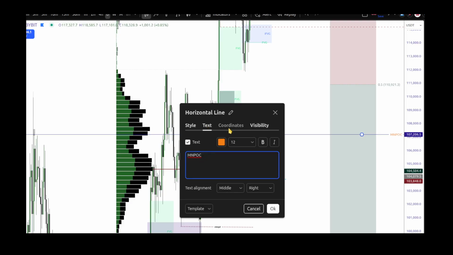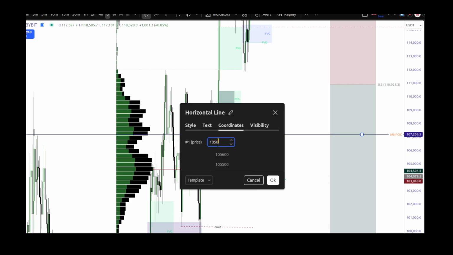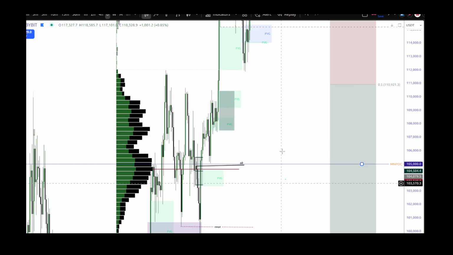MNPOC, 105,000. That is right at the point of control, right at the order block. This is what I call the Gucci zone. Obviously, this is a high probability zone. It doesn't mean it would work 10 out of 10 times. It's more like 7 to 8 out of 10 times.